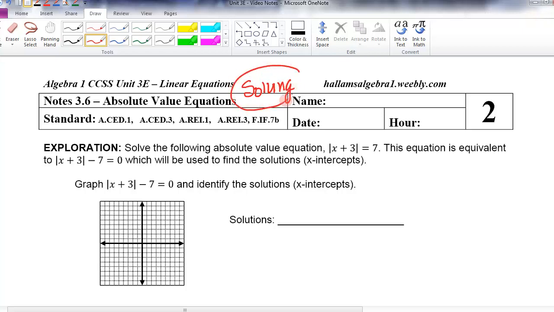So we're going to be talking about solving. Yesterday we solved by graphing, which we're going to start with today, and then we're going to see how to do it algebraically. And we also will deal with absolute value inequalities, which is something we need to pay attention to. It can be kind of tricky.